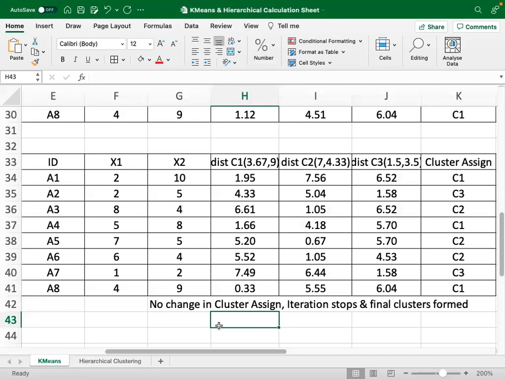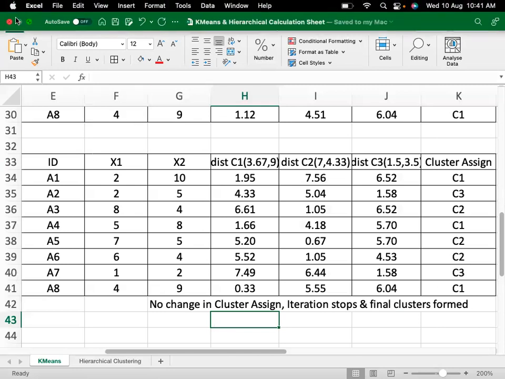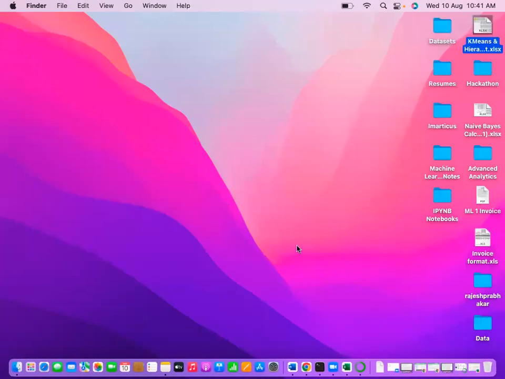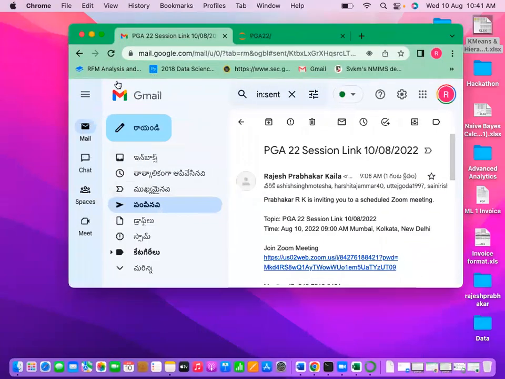So we do this clustering analysis. This is your k-means clustering. So all of you can open a Jupyter notebook.